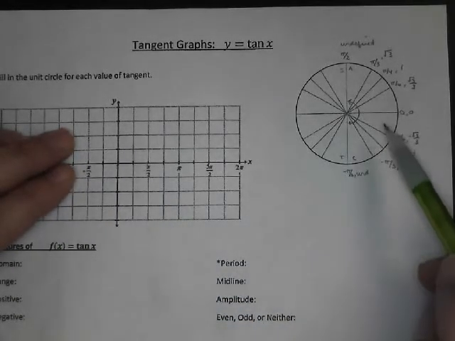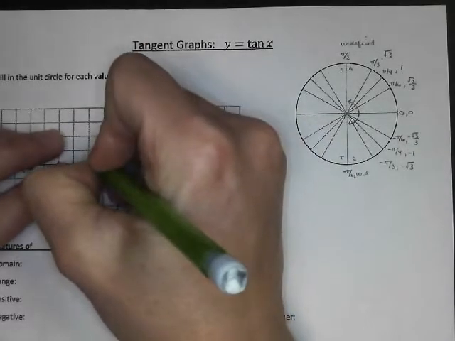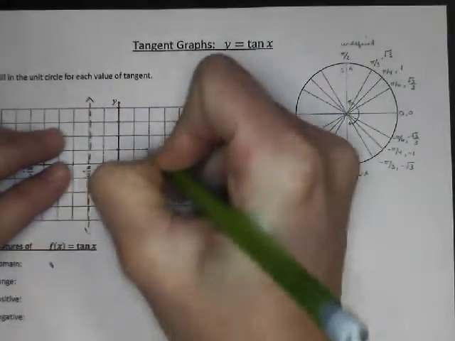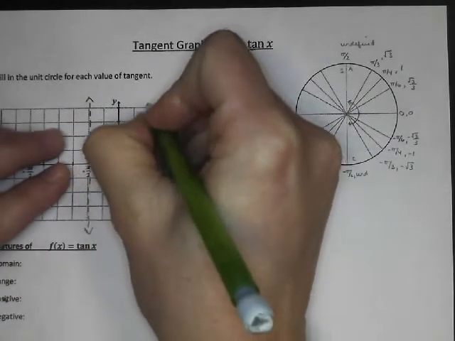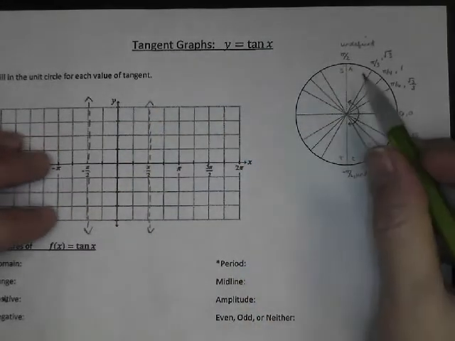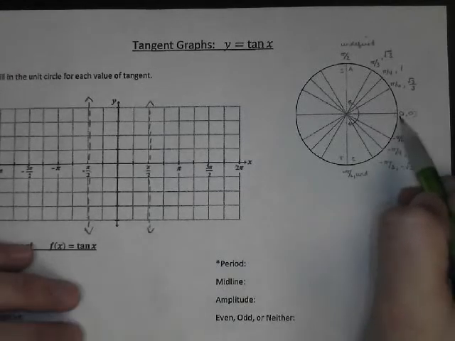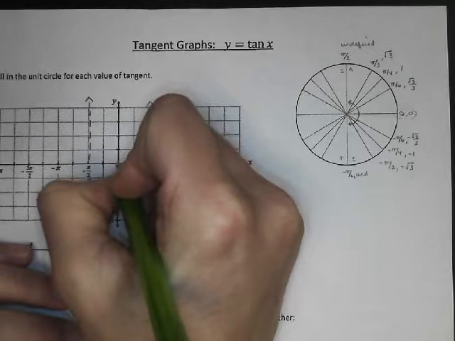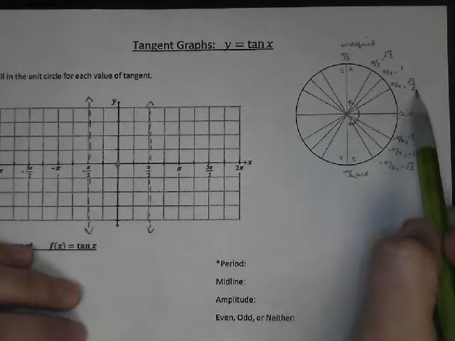So starting with pi over 2 and negative pi over 2, because those are undefined, those are actually asymptotes on your graph. So vertical asymptote at negative pi over 2, and then a vertical asymptote at positive pi over 2. And then we'll look at all that happens in between them. And we'll start with the first quadrant still. So we'll start with a 0 radian angle with 0. And root 3 over 3.